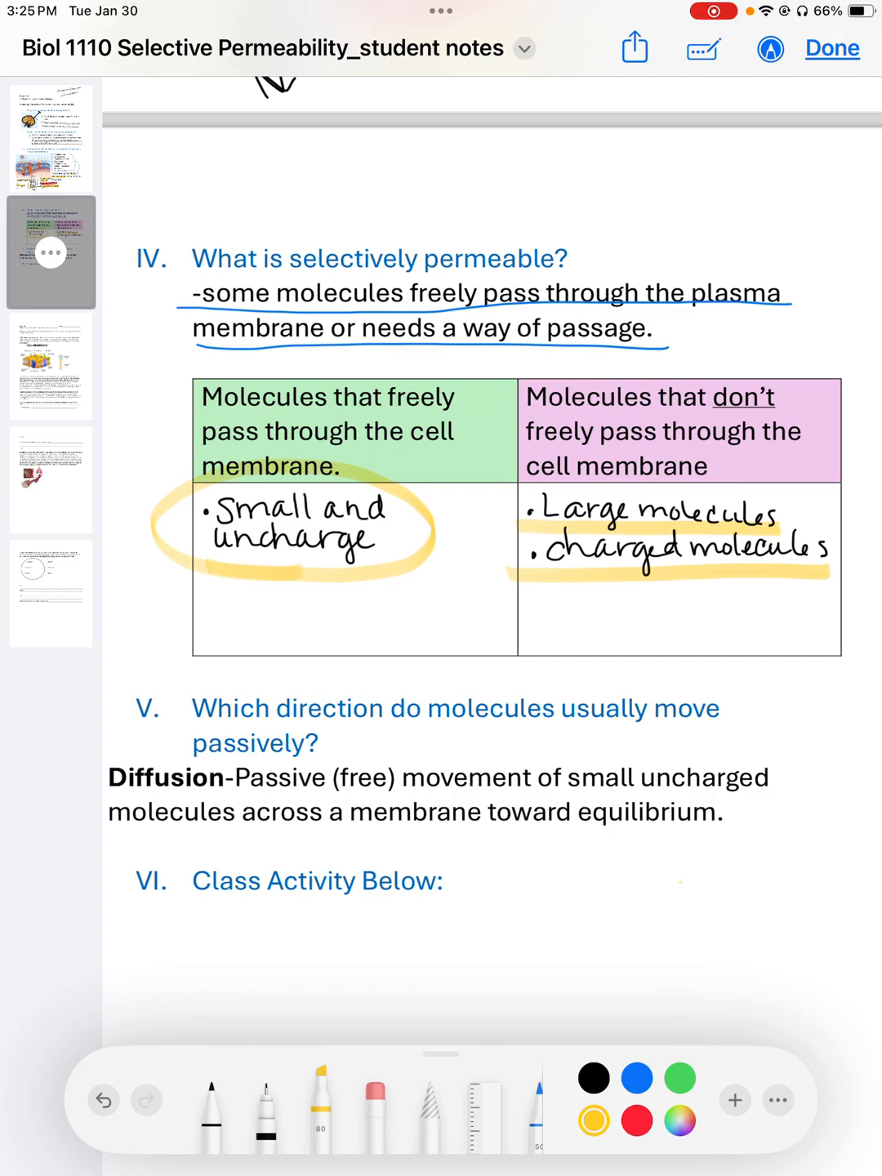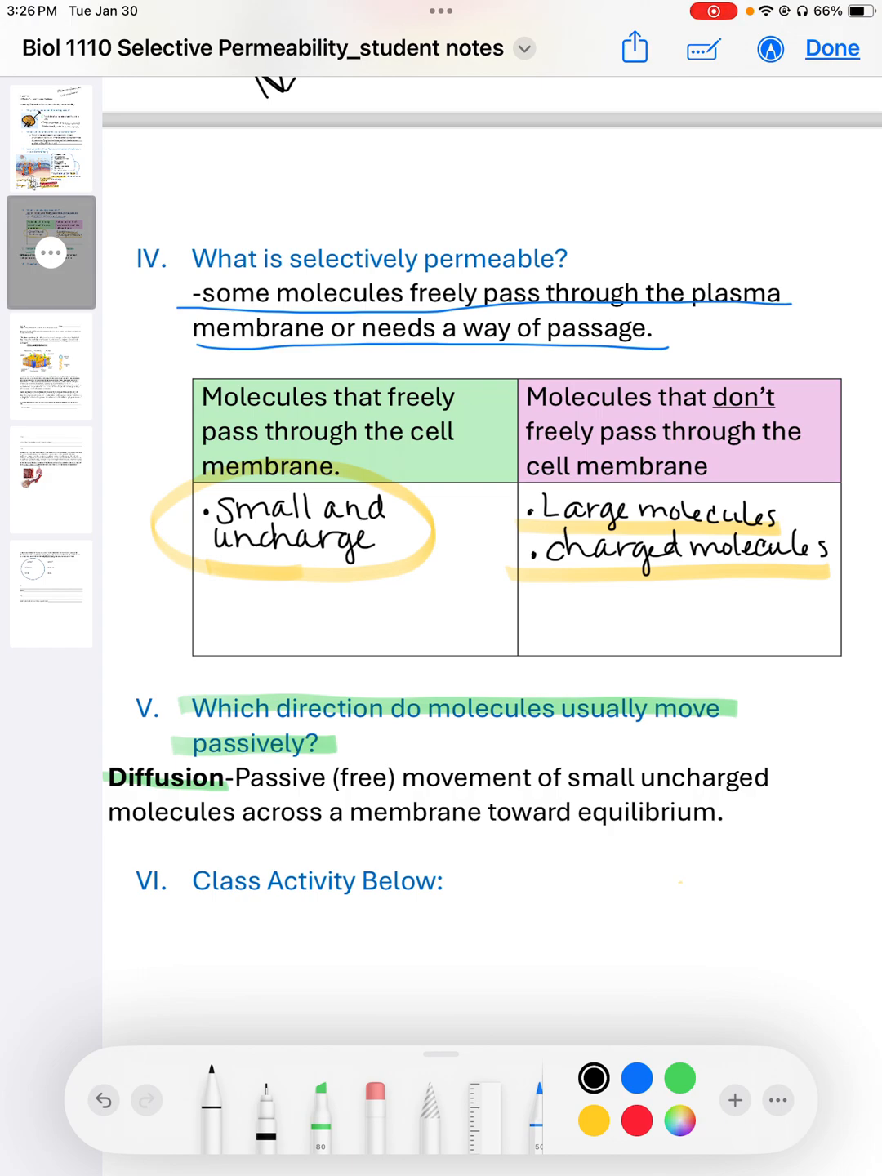So when we're talking about passing through the membrane, we generally have to ask ourselves this question: which direction are they moving? How do these molecules know whether they are going to go into the cell or outside of the cell? Here's where we're going to be talking about diffusion. Diffusion is the passive free movement of a small uncharged molecule across the membrane towards equilibrium.